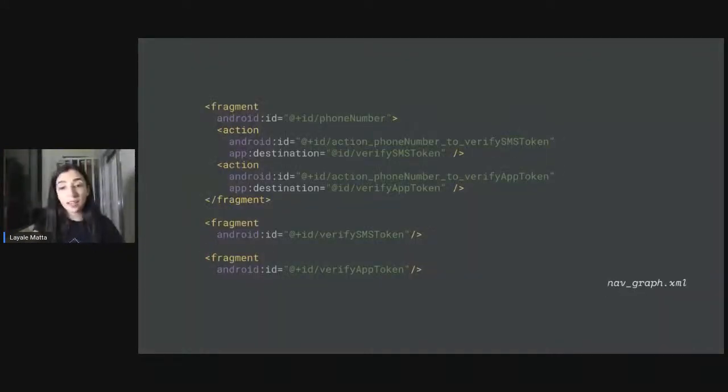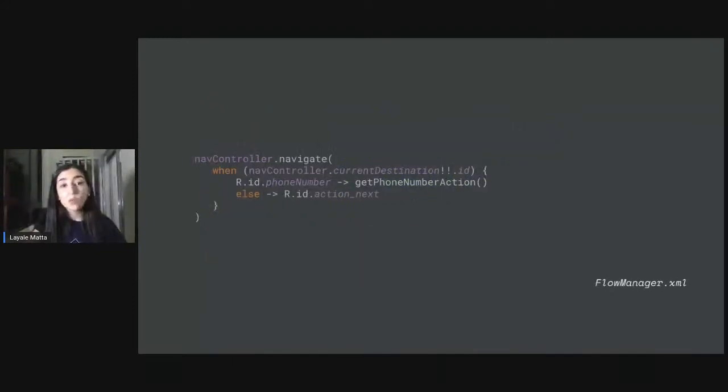Well, if we look at the navigation graph, in our first fragment, we have two different actions. But these actions can't have the same ID here because we will be confused which action it is, right? So instead, we will still use probably the same thing in our flow manager. We will still look for the current destination that we are in. If it is the phone number screen, then we will execute the simple function get phone number action.